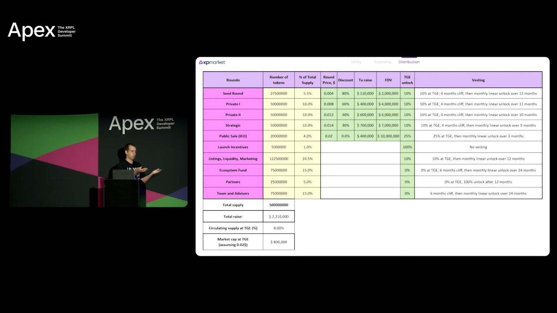Then we have public sale. This is the period when we will distribute the tokens to the public through an IEO, ideally. And then we have other features like launch incentives, listings, liquidity, and marketing. Don't forget that once AMM rolls out on XRPL, it's normally expected you will place between $100,000 to $500,000 to support the liquidity of your token. So that's the normal requirement for a pool if you want your token to be liquid. Then there's the ecosystem fund, which we will use for promotional activities, then partners, and the team. Also, pay attention to how much our team gets in tokens. It's 15%, and the slide before was 35%. This is also quite a high number.